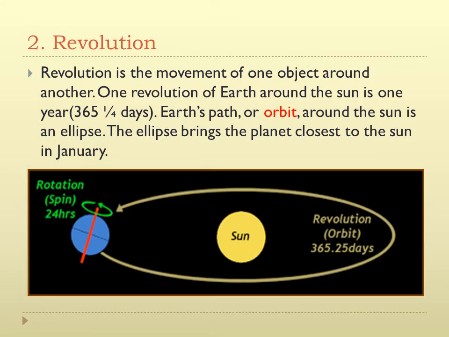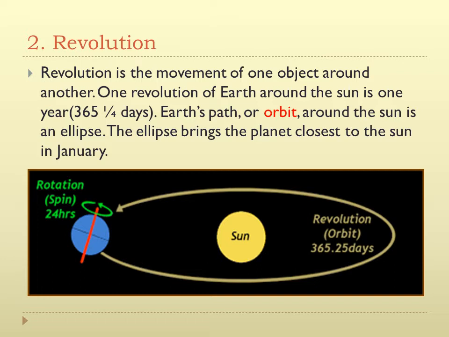What is revolution? Revolution is the movement of one object around another. One revolution of Earth around the Sun is 1 year, or 365.25 days. Earth's path, or its orbit around the Sun, is an ellipse, meaning oval shape. That's why the ellipse brings the planet closest to the Sun in January.